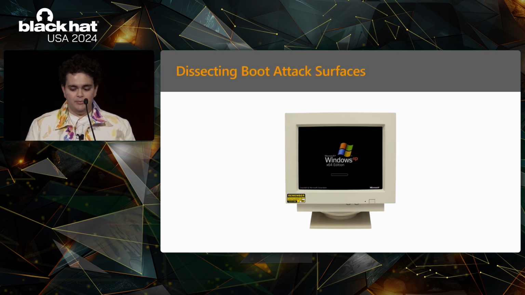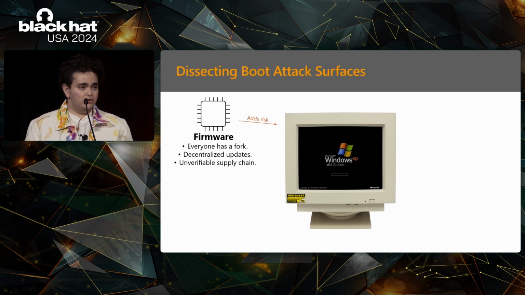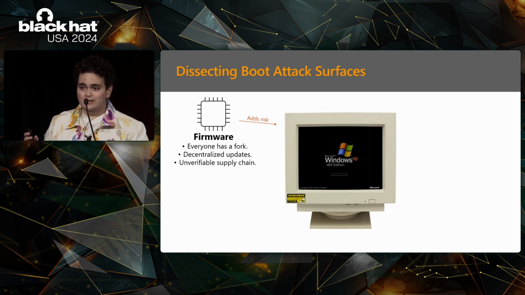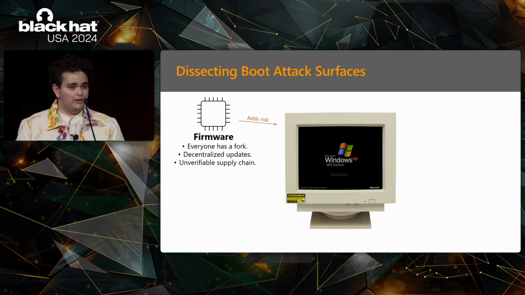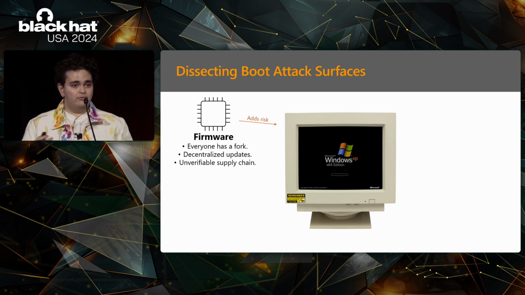So to dissect this a bit further, we have the firmware challenge, where everyone has their own fork. The updates are often decentralized, and there's an unverifiable supply chain. We'll talk about this briefly later, but the serious problem with the firmware issue is that you can have one shared code base that'll have 1 million vulnerabilities, and the next thing you know, any fork of that shared code base will also have those vulnerabilities. Making sure that vulnerabilities are fixed when the entire ecosystem is decentralized in nature is a really challenging problem that can leave users exposed.